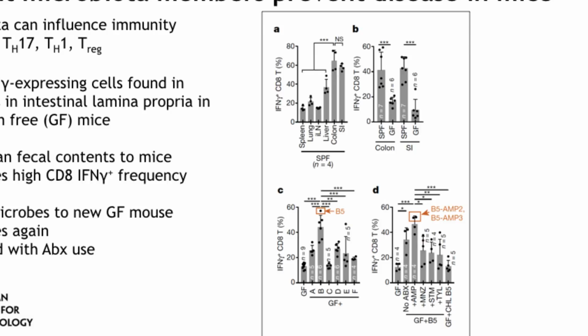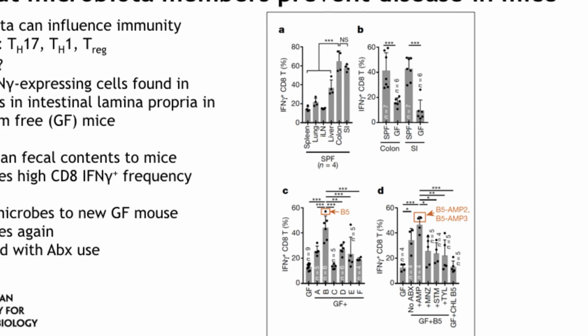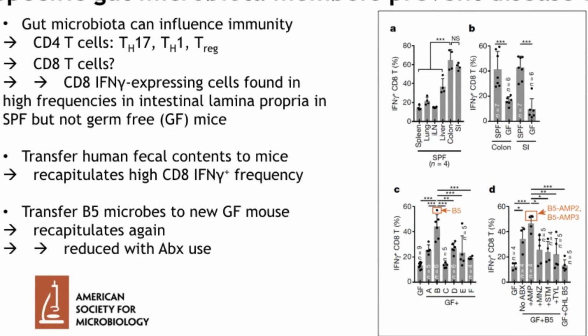They're kind of using Koch's postulates, which is used in order to associate a particular microorganism, usually with an infectious disease. But here what they're doing is showing that a particular microbial population, whether it be a single microbe or a consortia, is associated with the presence of this particular immune cell subpopulation. They were then able to transfer this from the B5 mice who had the fecal microbiota from the human donor into a second germ-free mouse, and again recapitulate that high population of that CD8 interferon gamma expressing cell population.